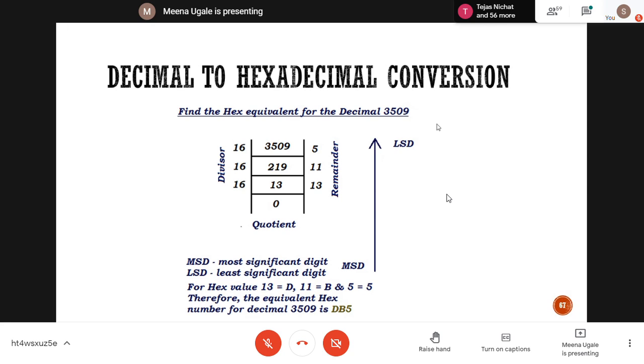Note down this one example. Divide by 16, quotient, remainder, same. Follow it till you get quotient value 0. For whatever the remainder is, if it is greater than 9, then you have to write down the A, B, C, D, E, F equivalent. Read it from bottom to top. Fine.